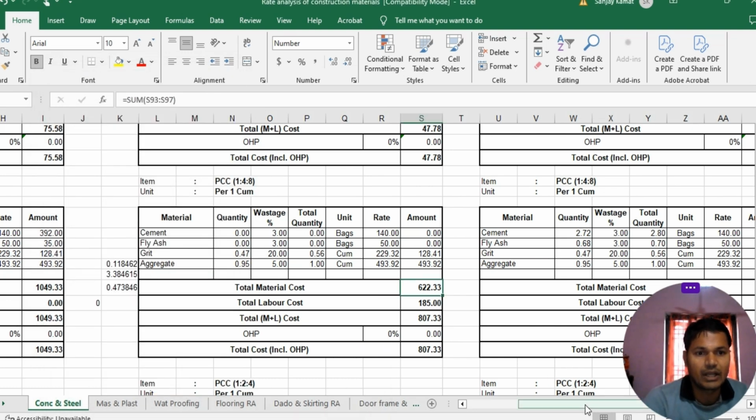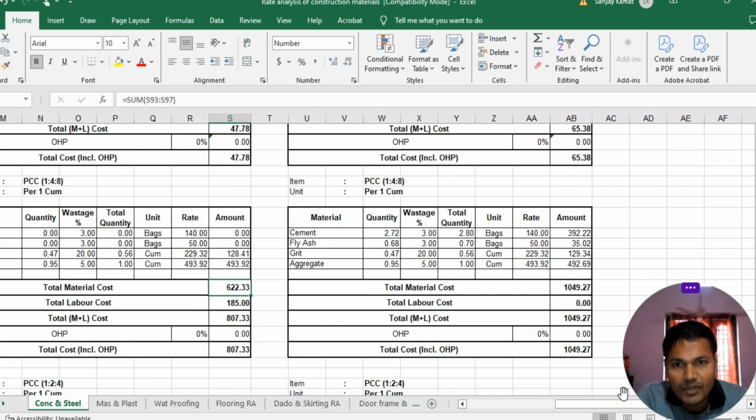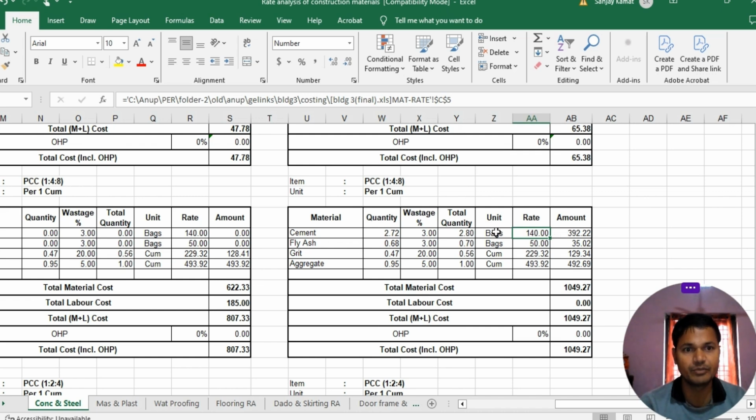Okay, so now coming to the third PCC. To prepare this third PCC, what do you have to do? We will use the same material, but the quantity and wastage of the material will vary, and the rate also will vary. So cement, how much? For the third PCC, the cement quantity we have taken is 2.72, the wastage percentage of the cement is 3% only, and the total quantity is 2.80 only. Cement unit is always in bags, and the rate of cement is 140.